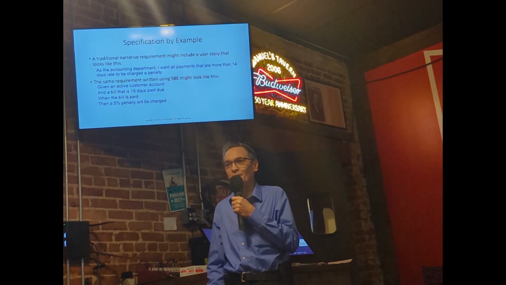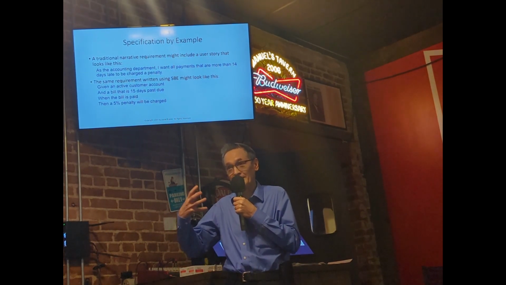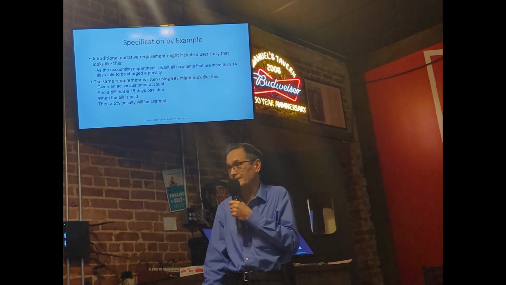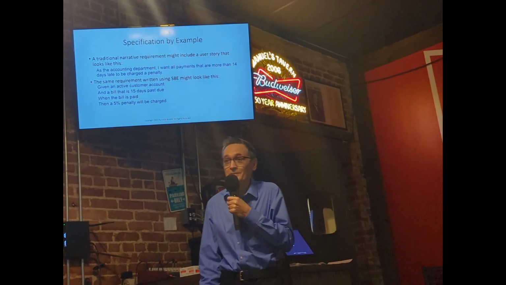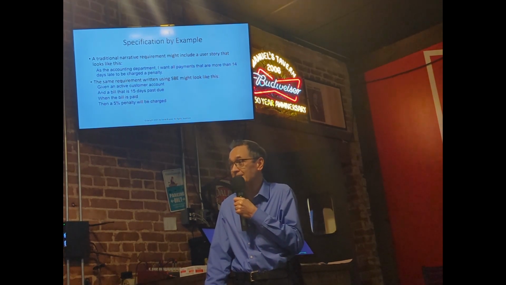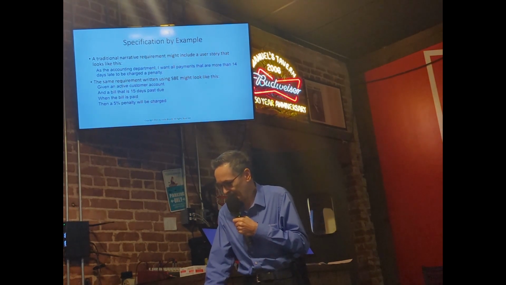Then a 5% penalty will be charged. The QA team, the interpreter that they created, has to verify that the appropriate penalty got charged. So you're all working off the same requirement, and it's got concrete examples. It's really, really tough to go wrong at this point.